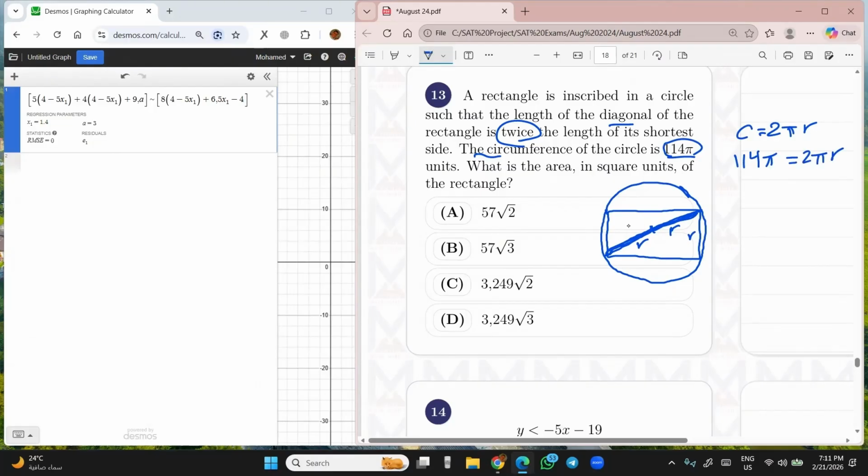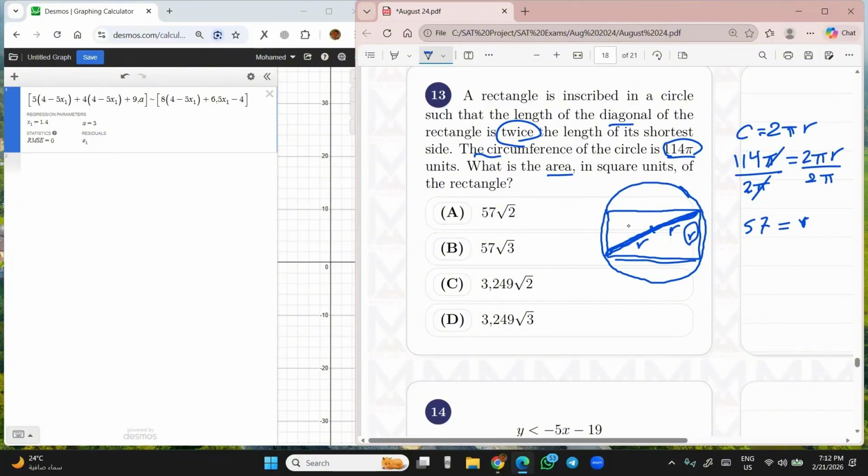And when we divide by 2 pi to get the value of R, you can get r equals 57 because pi cancels pi, and when you divide 114 by 2, you get 57. So now r is equal to 57. And we need now to get the value of the area of the rectangle. The area of a rectangle is equal to the length times the width. And the width is known, it is r, which is 57.